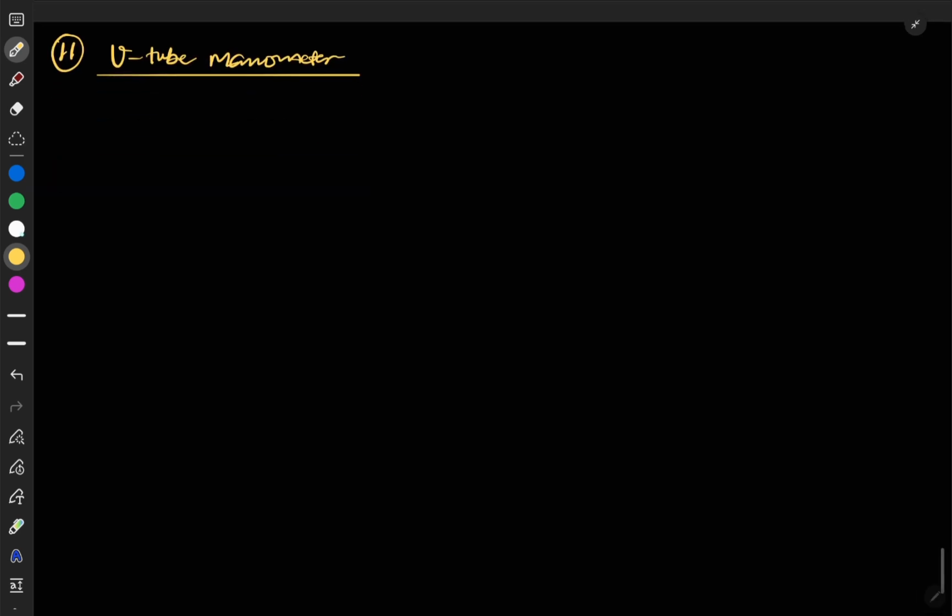Okay, so let me draw a diagram first. So let's consider the same pipeline. So we have to measure the pressure inside this pipe. Let's say this is point A. Okay, and in U2 manometer, what we do? We install your manometer, which is of U2 type. Let me draw it here also. Okay, so let's say it is something like this.